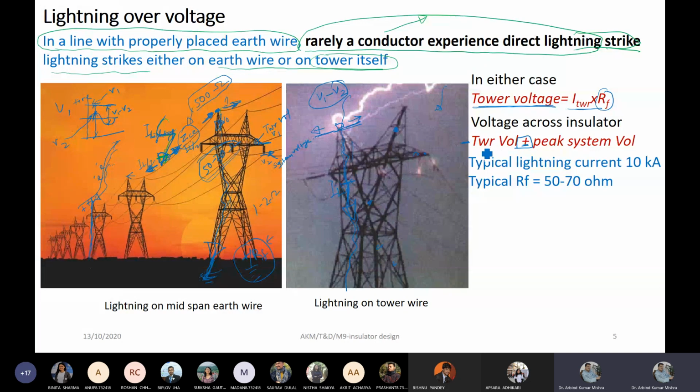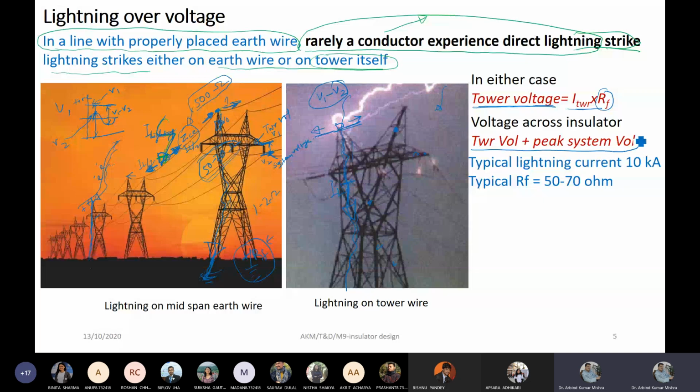So whether you say that lightning current is positive or negative, it does not matter. We are interested in the magnitude of the voltage, how much the voltage across this insulator will be under the lightning condition, and that is this.